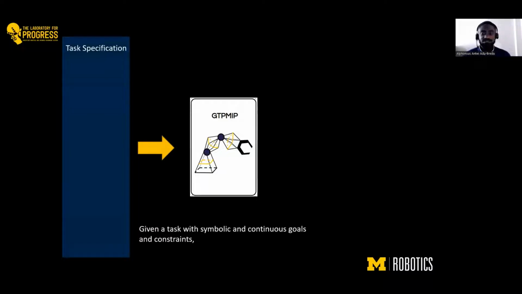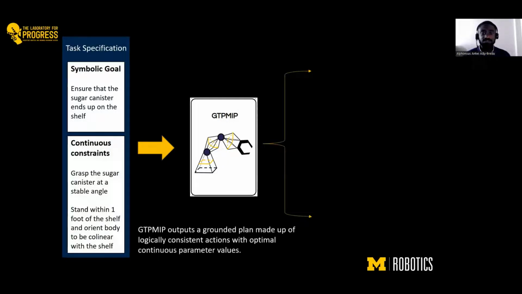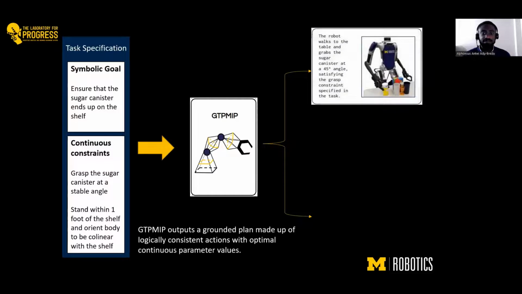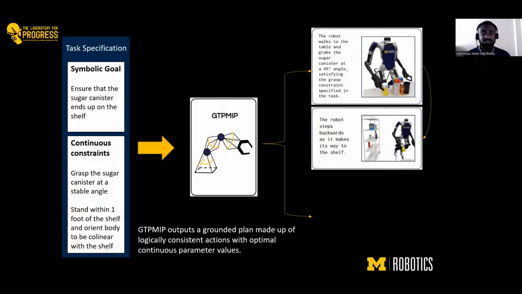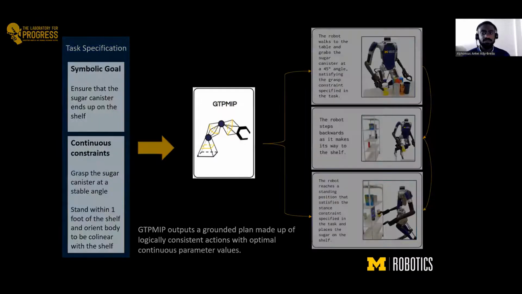Given a task with symbolic and continuous goals and constraints, GTP-MIP outputs a grounded plan made up of logically consistent actions with optimal continuous parameter values. The robot can then execute these actions to accomplish the task at hand. How does GTP-MIP work?